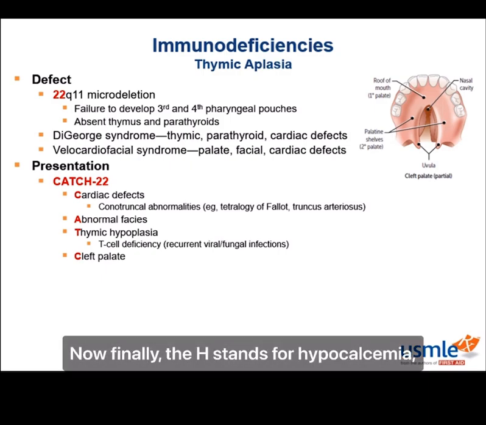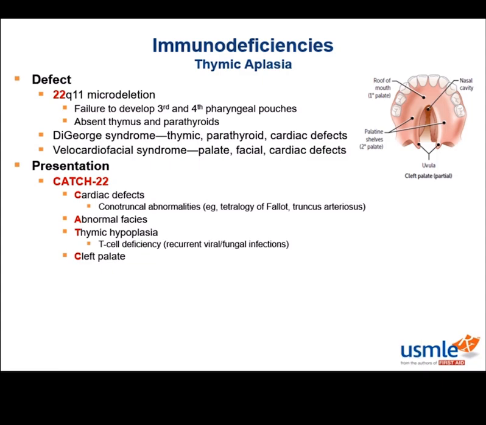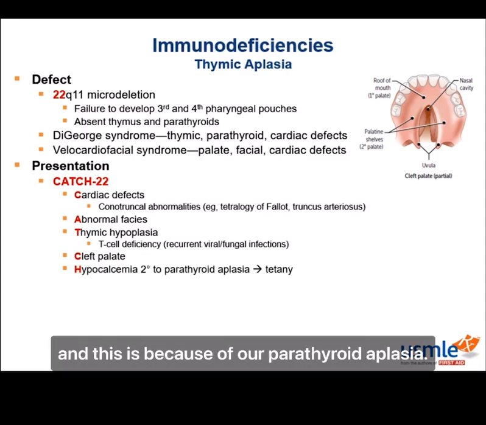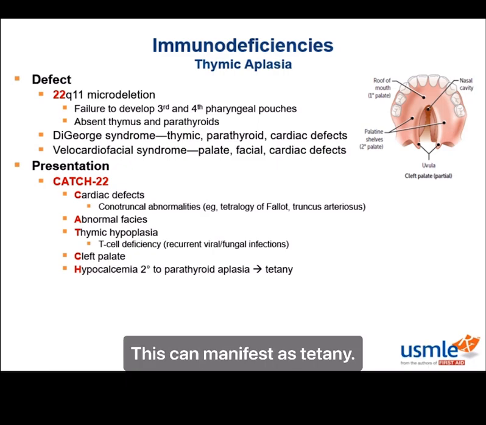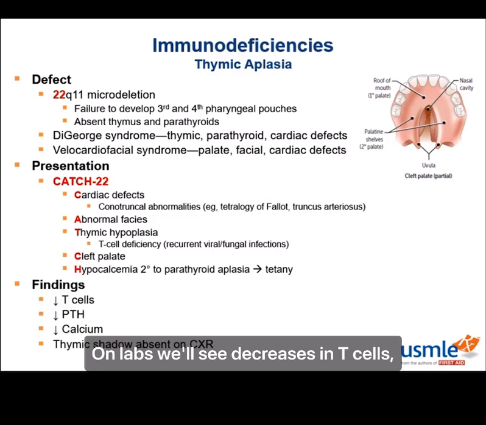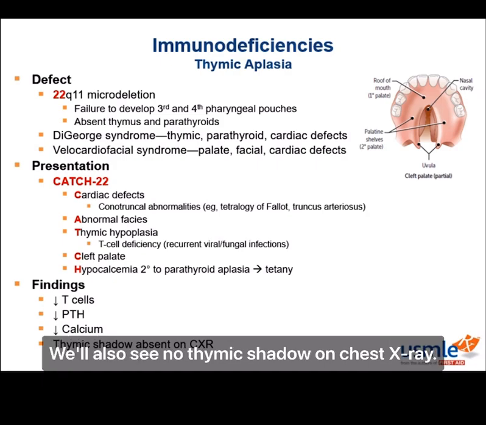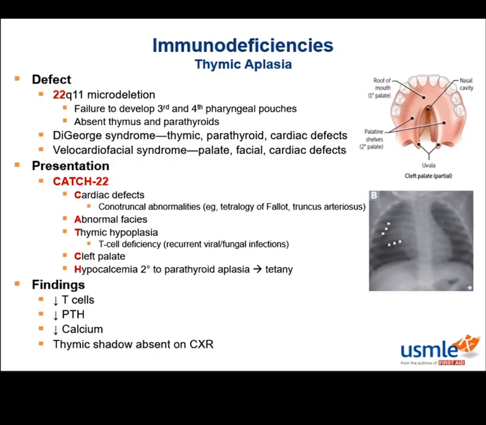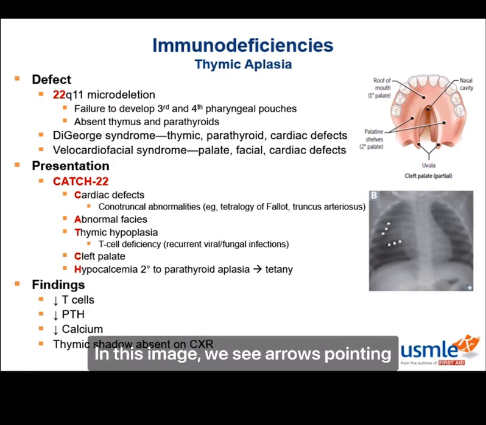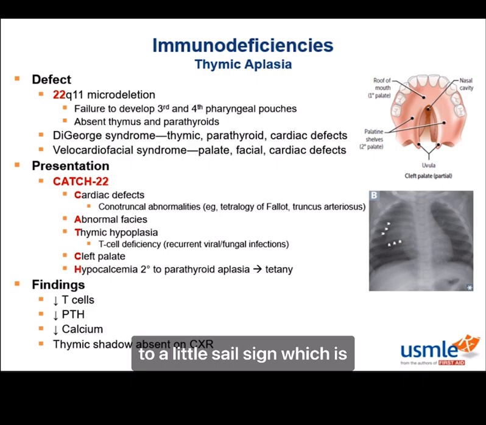Now, finally, the H stands for hypocalcemia, and this is because of our parathyroid aplasia, and this can manifest as tetany. On labs, we'll see decreases in T cells, parathyroid hormone, and calcium. We'll also see no thymic shadow on chest x-ray. In this image, we see arrows pointing to a little sail sign, which is a normal neonatal visual of a thymus.